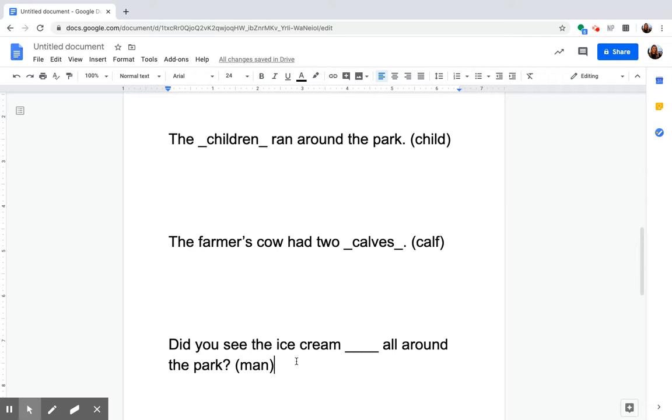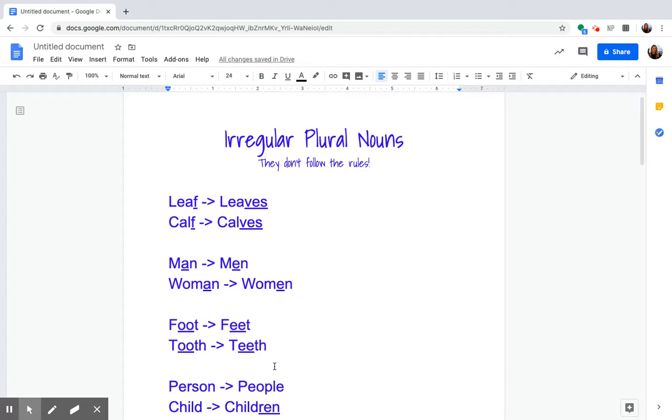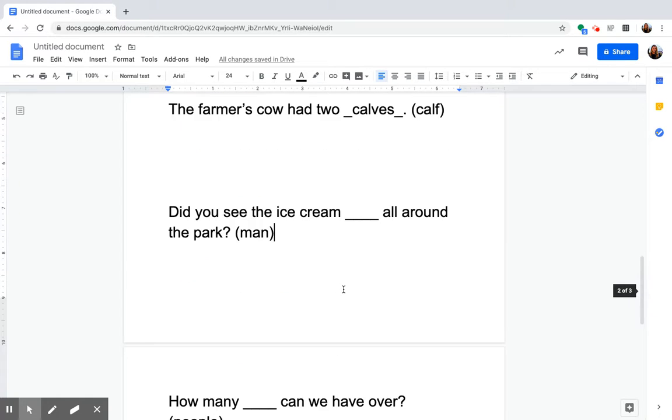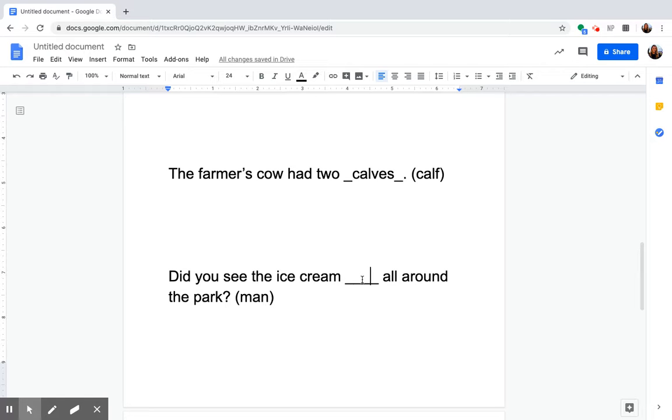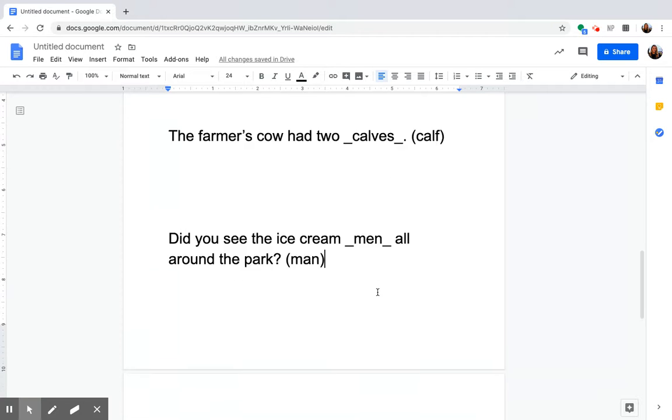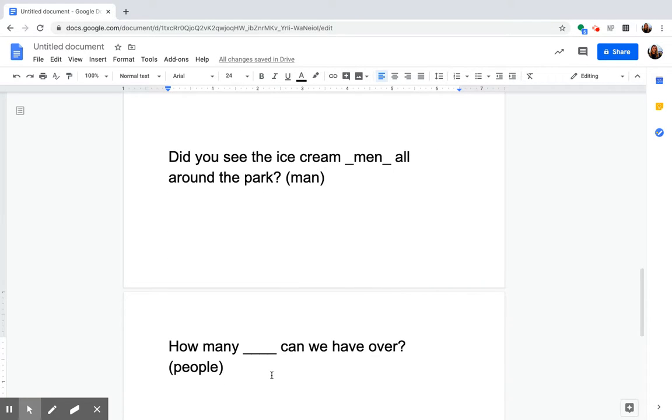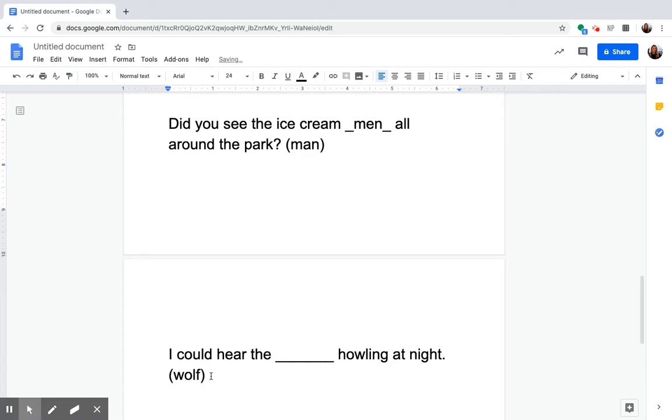Did you see the ice cream blank all around the park? Now, the singular form that we're using is man. How do we change man into its plural form? Look back up to our cheat sheet here. Yep, we know that that A is going to turn to an E. Oh, Ms. Metz messed up on this example, so we're just going to delete this one really quick, and we'll move to the next one.